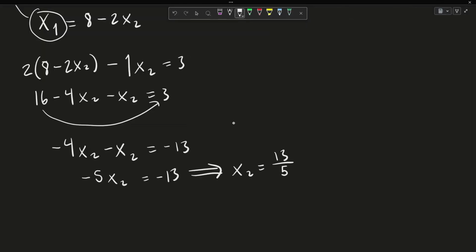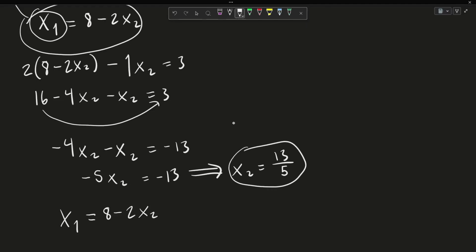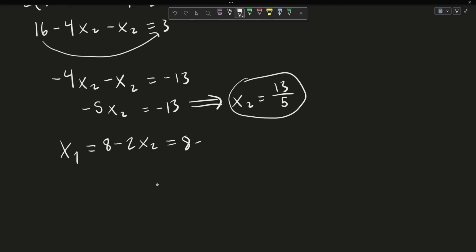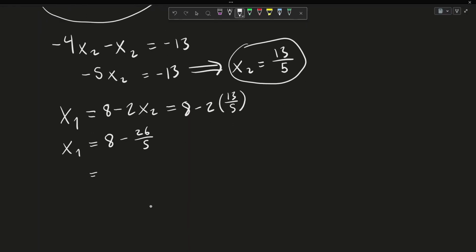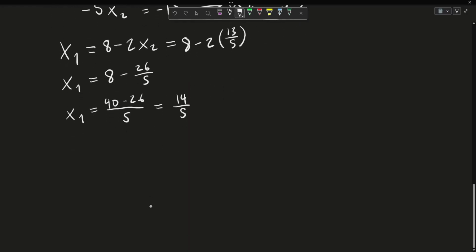Now that we have x2, we can solve x1 by substituting back into this expression. So we have that x1 equals 8 minus 2 times x2. And since we know x2 is equal to 13 over 5, we know that x1 is equal to 8 minus 2 times 13 over 5. This is equal to 8 minus 26 over 5. And if we convert 8 into fractional form, with the denominator 5, we get 40 minus 26 over 5 is equal to x1, which is equal to 14 over 5. So we found that x equals x1, x2, and we found that x1, x2 is equal to 14 over 5, 13 over 5.